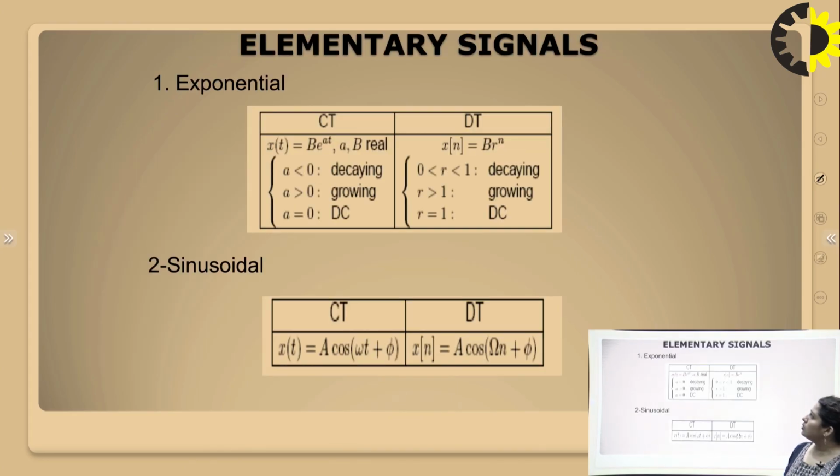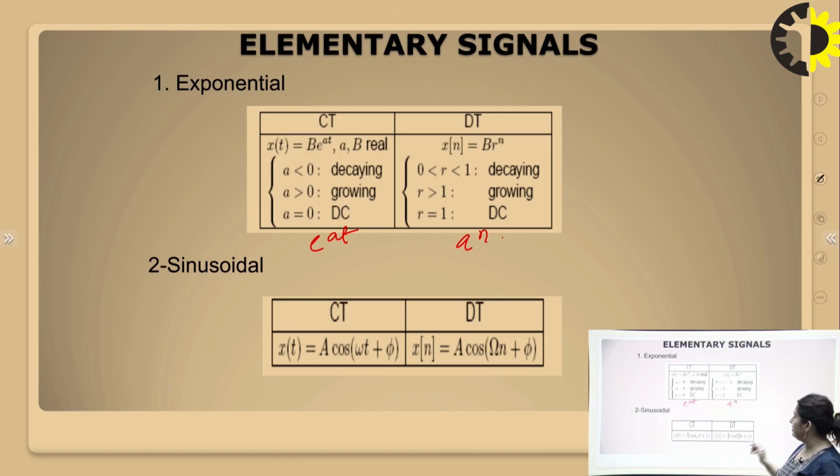So elementary signals are there, some elementary signals, which is exponential signals. It is defined as b of e to the power at, or a to the power n. If a is less than 0, then it will be decaying, and a greater than 0, then it will be growing. Similarly, n greater than 1, it will be growing, n lies between 0 and 1, it will be decaying, or n equivalent to 1, it will be a DC signal.